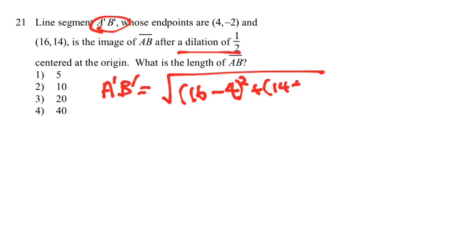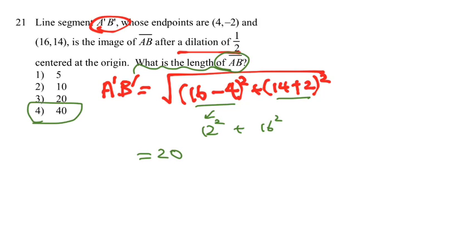Now, once you calculate this distance formula, you would have realized that it would be equal to 20, or you can just use the 3, 4, 5 triangle idea here as well. Now, the original length would have been equal to what? Double the A prime and B prime, which is equal to 20, so therefore our answer should be 40.